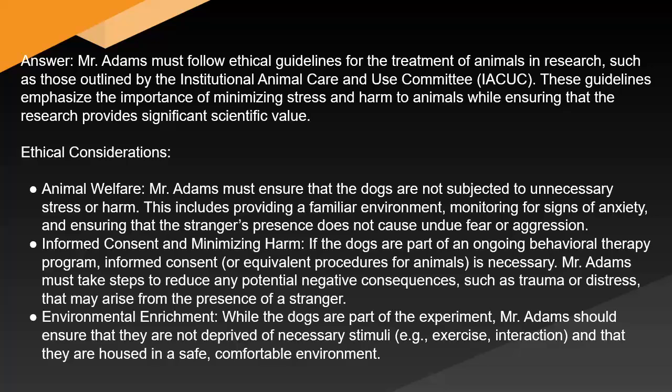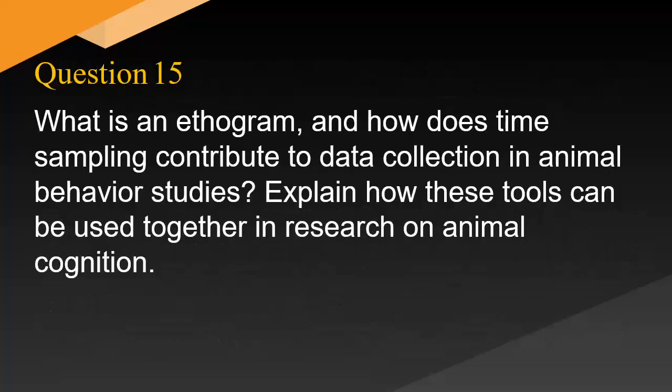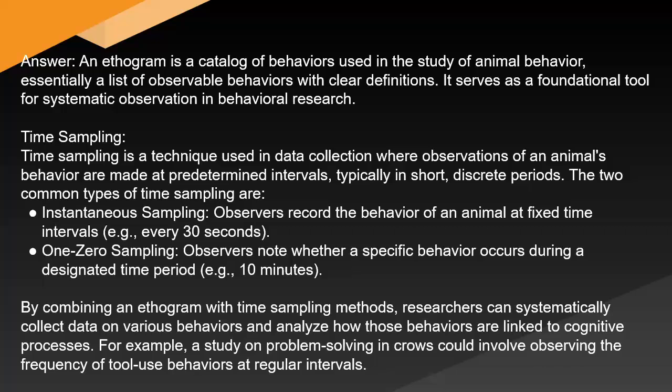What is an ethogram, and how does time sampling contribute to data collection in animal behavior studies? Explain how these tools can be used together in research on animal cognition. Answer. An ethogram is a catalogue of behaviors used in the study of animal behavior, essentially a list of observable behaviors with clear definitions. It serves as a foundational tool for systematic observation in behavioral research.